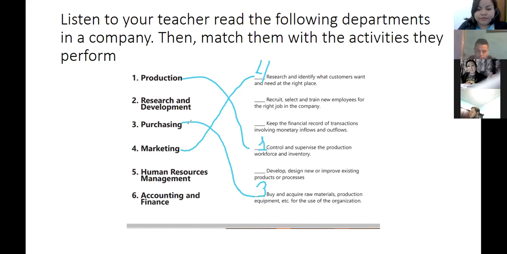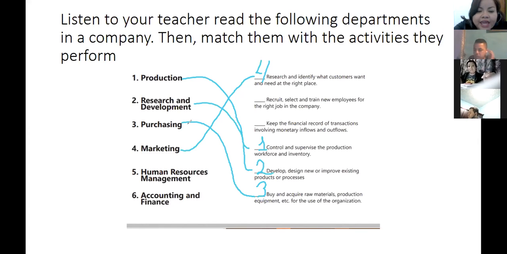Develop, design new or improve existing products or processes. Very good. That would be research and development. Investigan y desarrollan nuevos productos. Van evolucionando los productos. No podemos quedar con los mismos toda la vida.